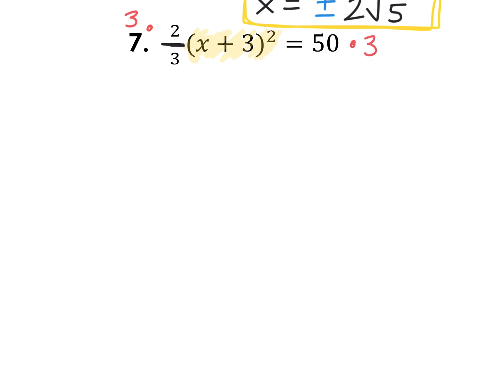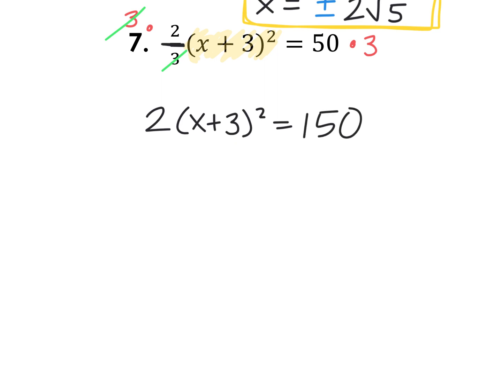So that would cancel out those, okay? And leave you with 2x plus 3, the quantity squared, is equal to whatever 50 times 3 is, 150. All right. Now you divide by 2 because that's multiplication.